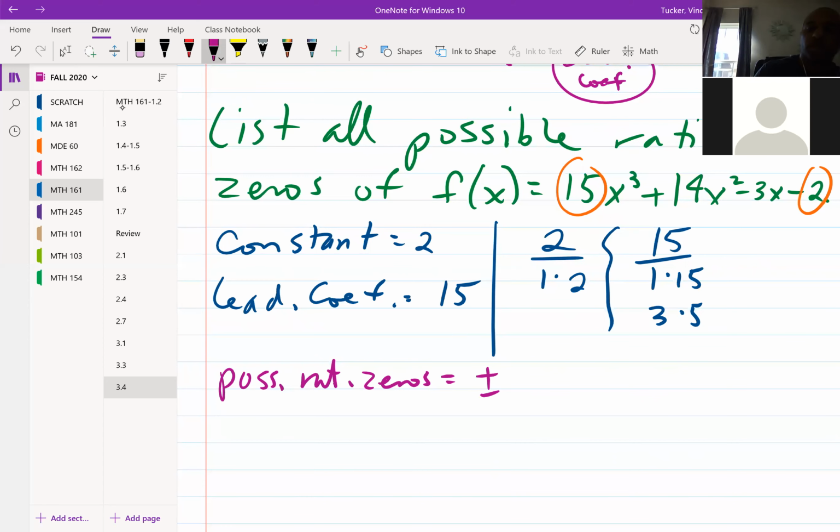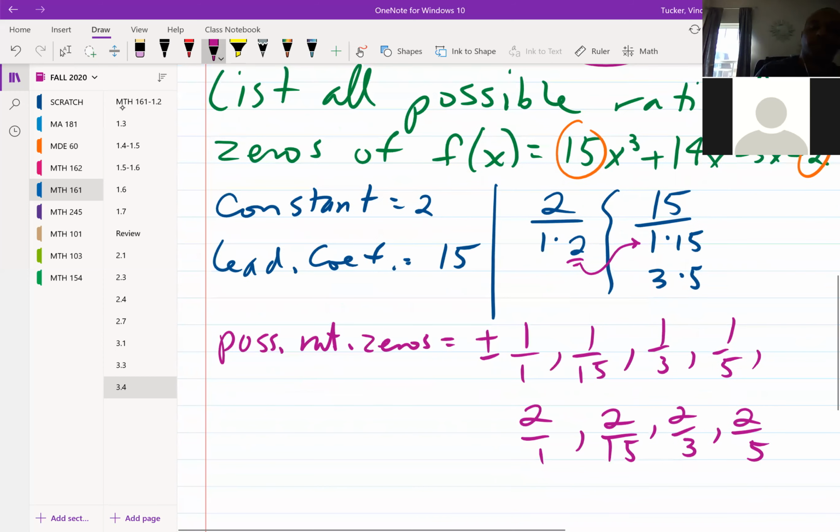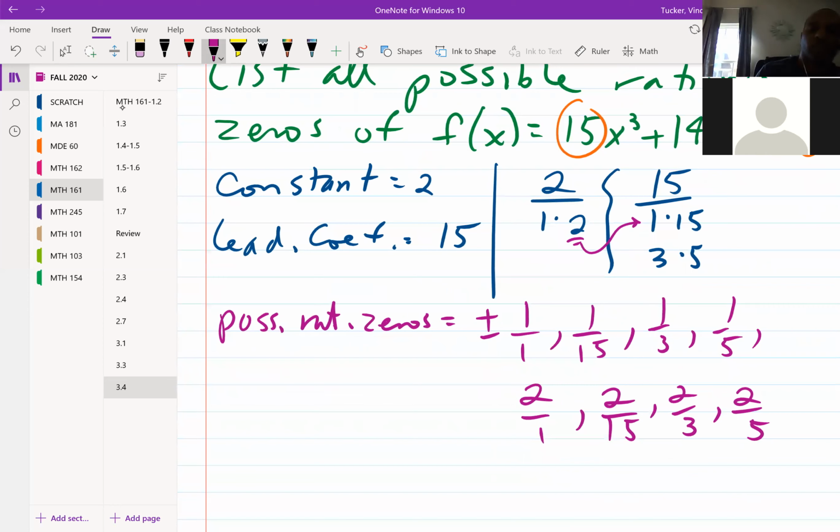So you just take this one, and place it over each one of these. So that's 1 over 1, 1 over 15, 1 over 3, 1 over 5. And then we'll do the same thing with 2. Take 2 and place it over each one of these: 2 over 1, 2 over 15, 2 over 3, and 2 over 5. All right, questions on what I've done?